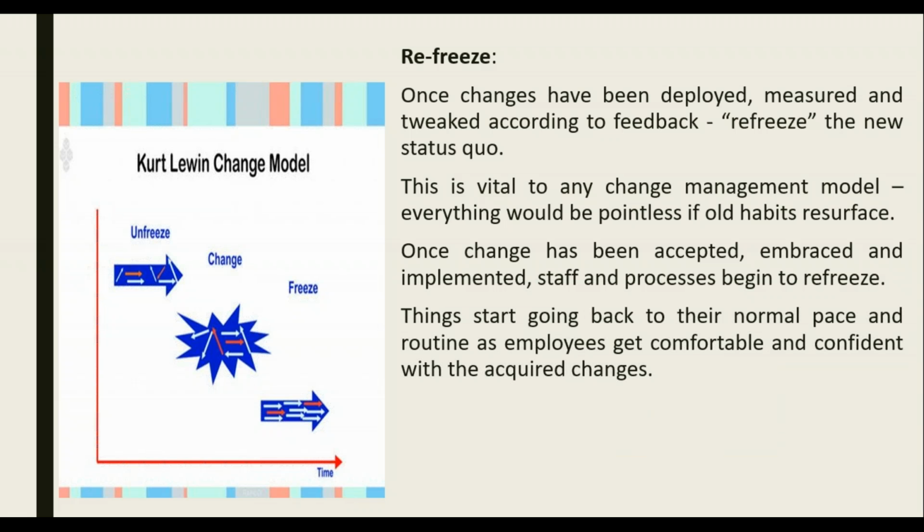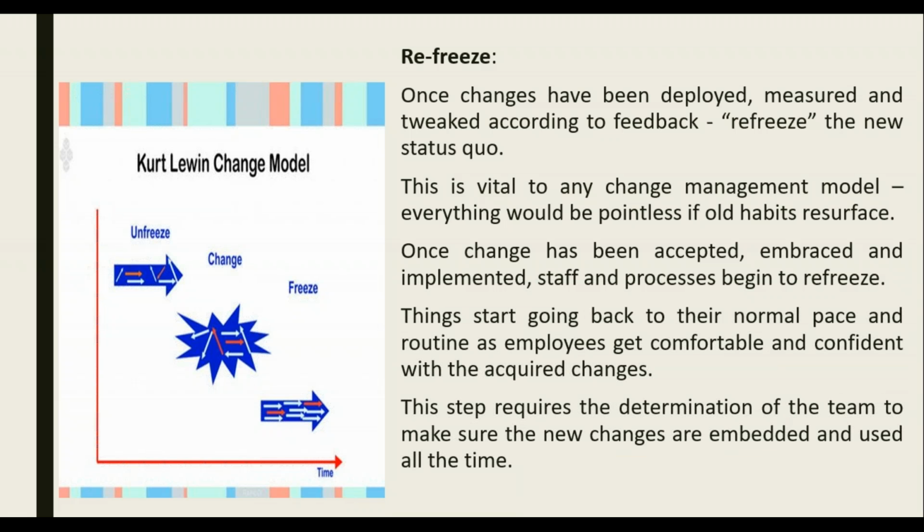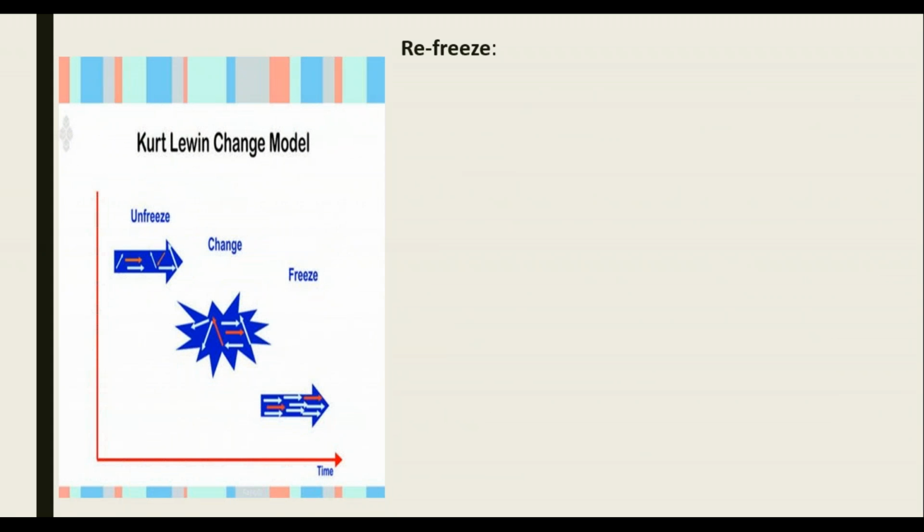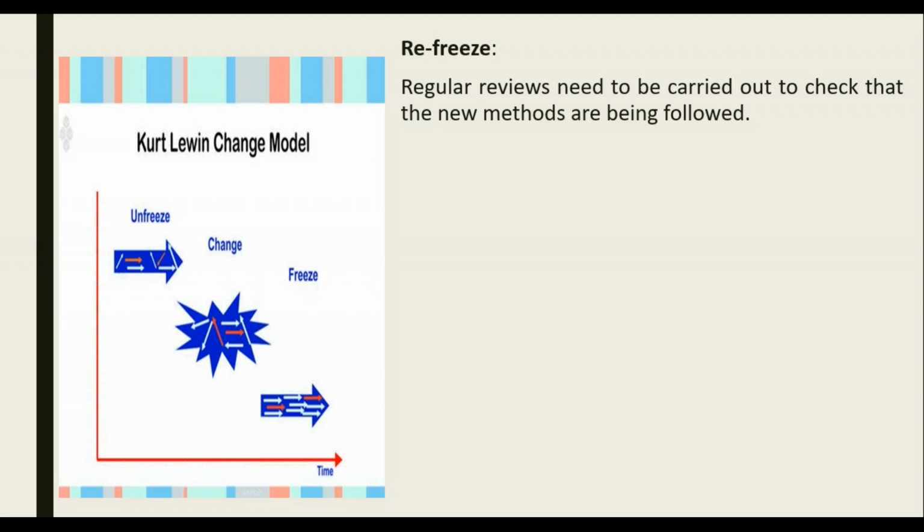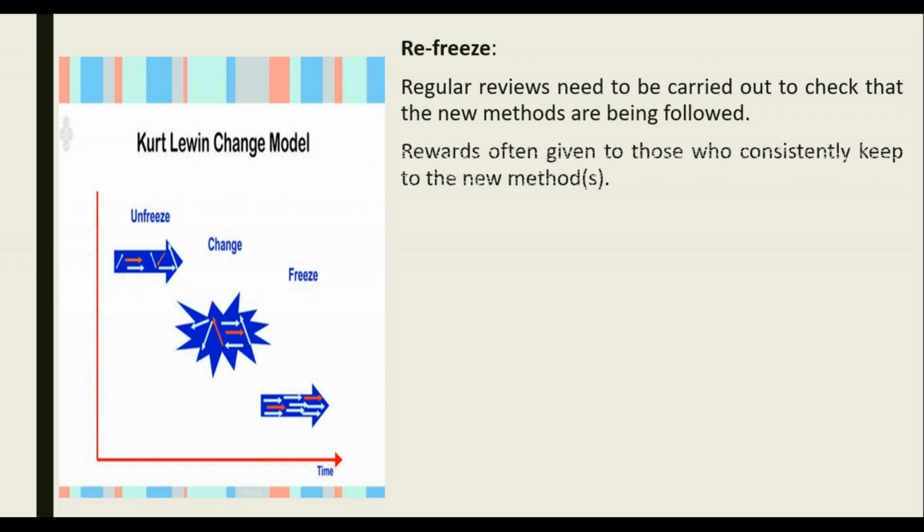However, this step requires the determination of the team to make sure the changes are used all of the time and implement them even after the original objective has been achieved. And to do so, we'll need to have regular reviews in order to check that the new methods are being followed. We find then that rewards are often given to those who consistently keep the new method and those who make a large effort to support and uphold the changes.